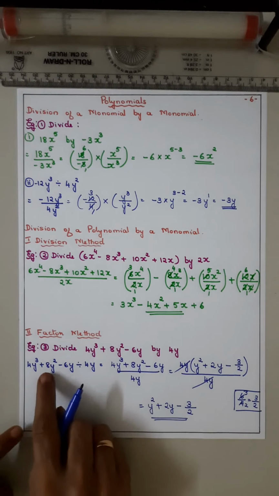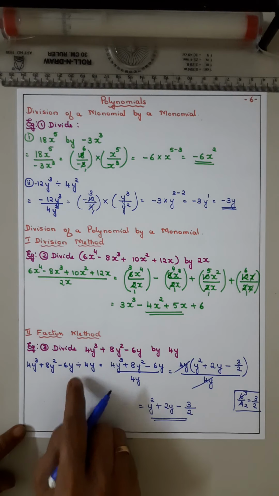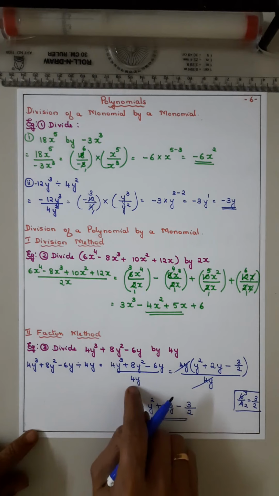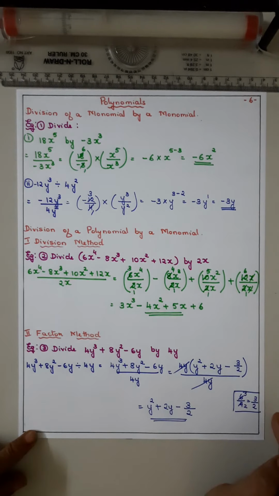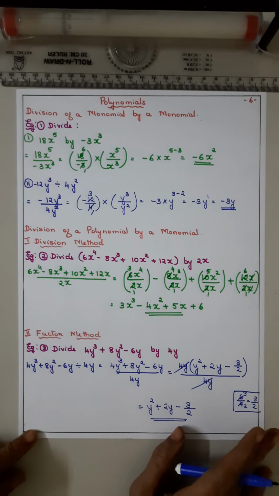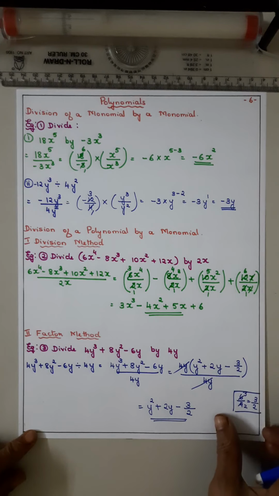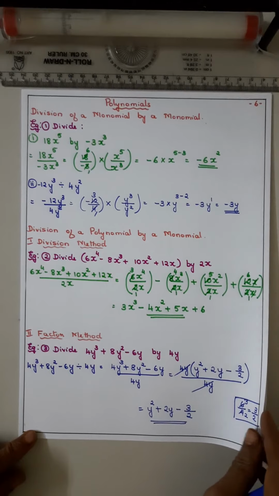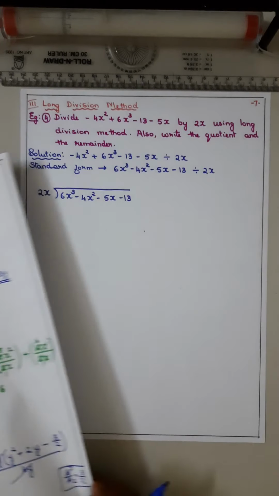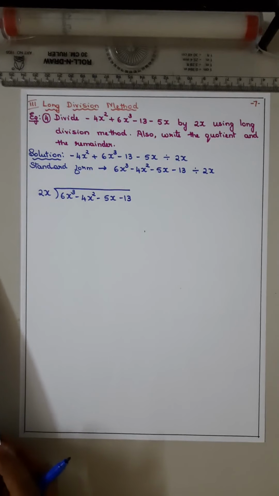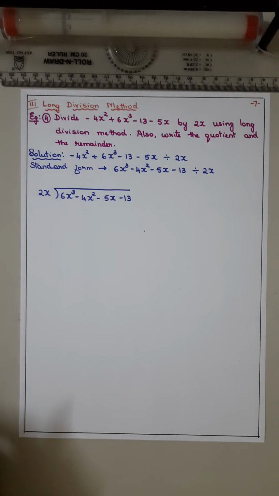So whenever there is a common factor, take it out. Whatever is in the denominator, that much you take out and write, and then cancel it. This was the factor method. The factor method's other types you will also see in the worksheets. Now coming to the third method, that is the long division method.